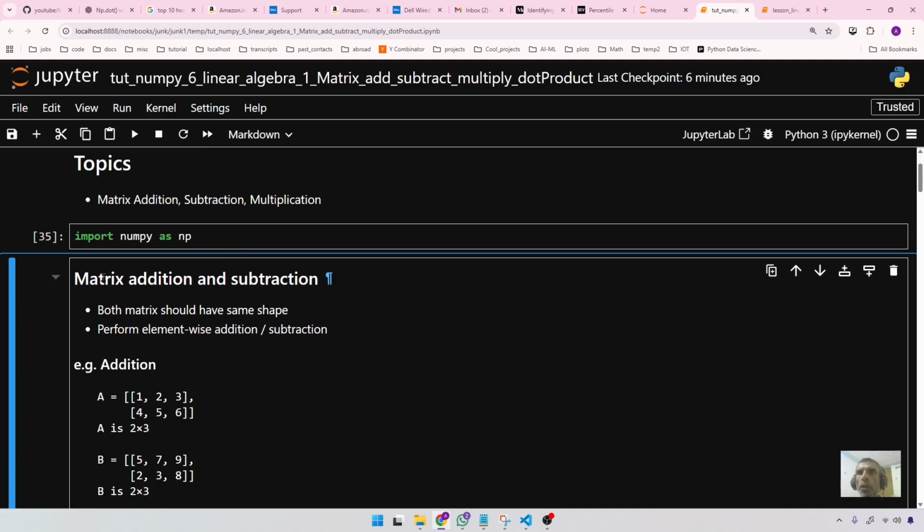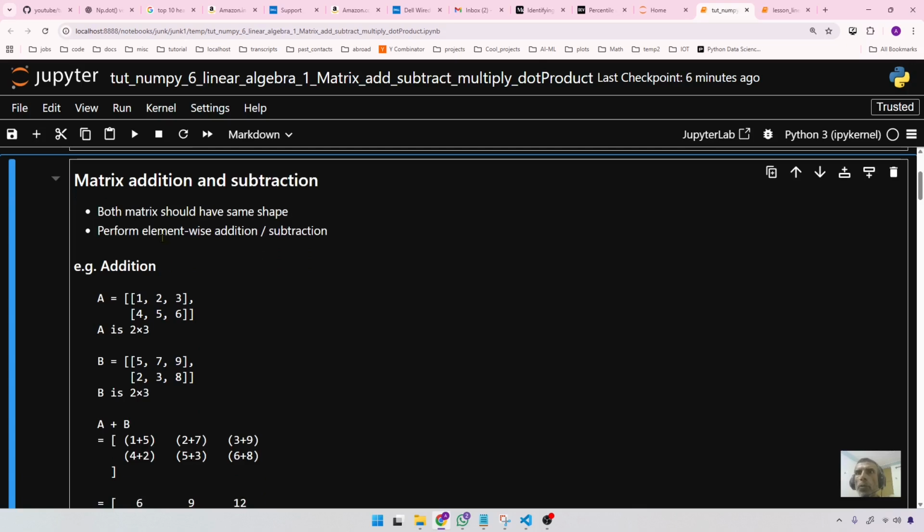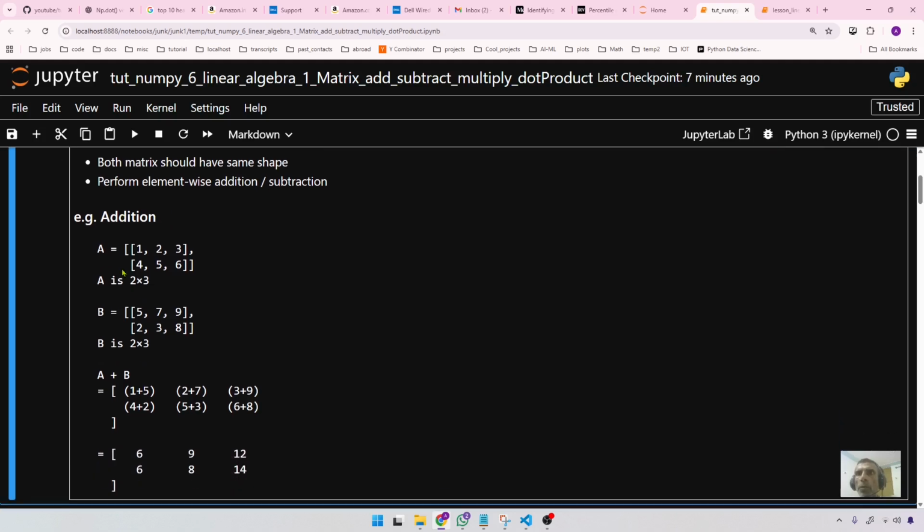Let's start with addition. Let's say you want to do some addition of your matrices. If you remember from your high school, your matrices should have the same shape. That's the number one thing. And when you do your addition or subtraction, it's going to be done element-wise. So what do I mean by element-wise?